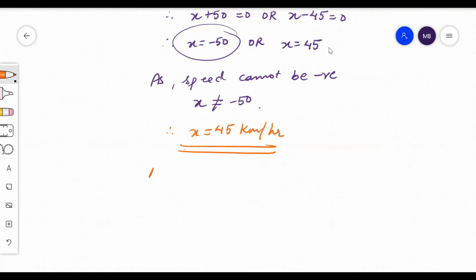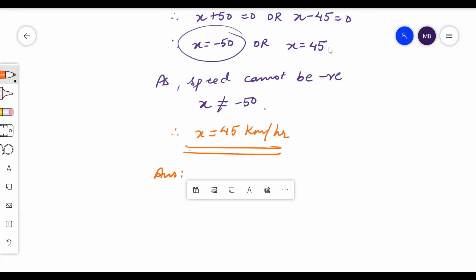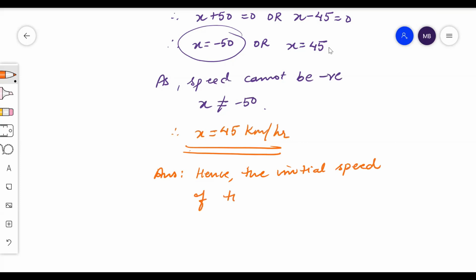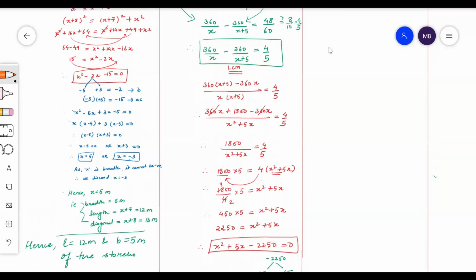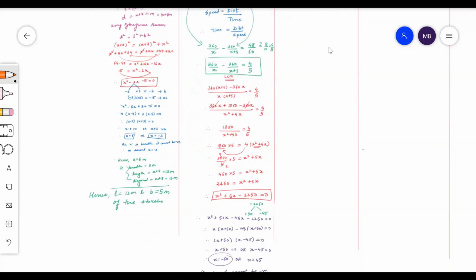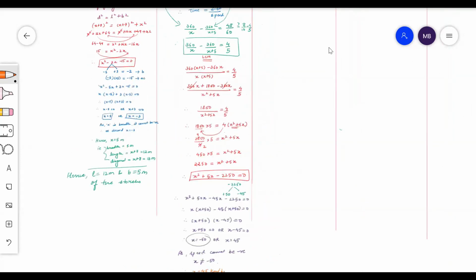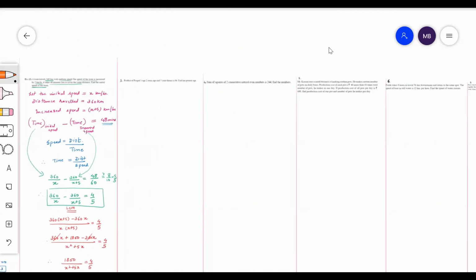But do we have to leave the answer over here? No. Your final statement of the answer will be, hence the initial speed, what was asked? Initial speed of the train was asked. Initial speed of the train is 45 kilometer per hour. This should be your final statement. Okay, understood? See the length. See, this much you have to solve for a 4-mark question, right? Okay, now let's see one more.